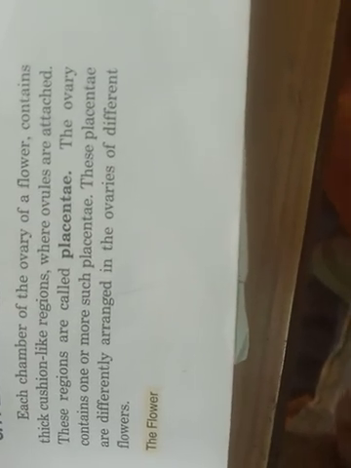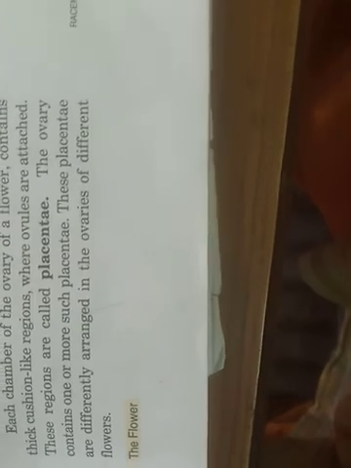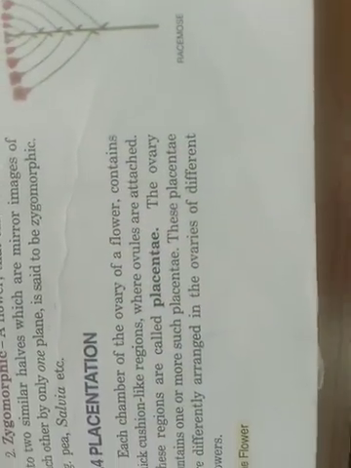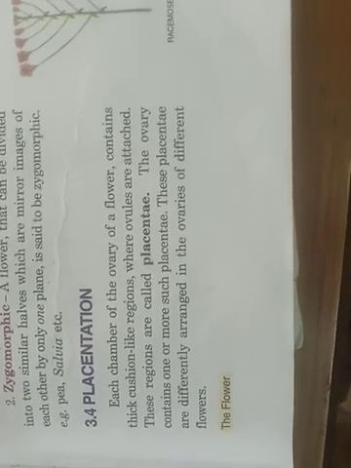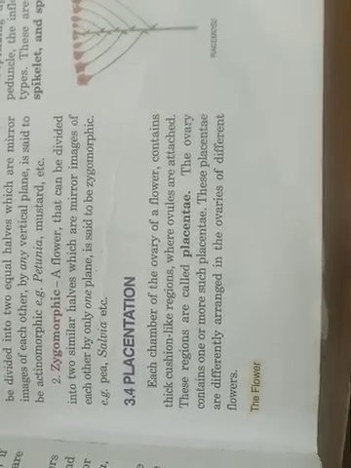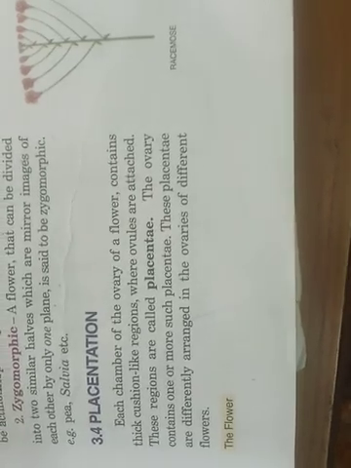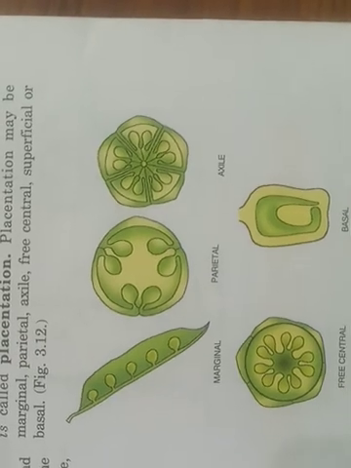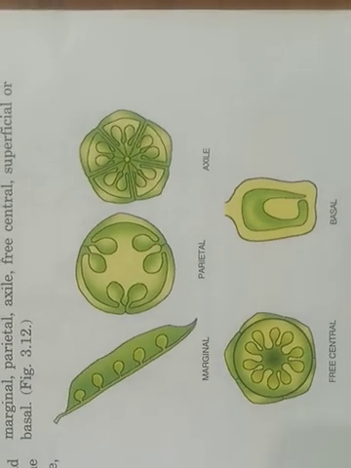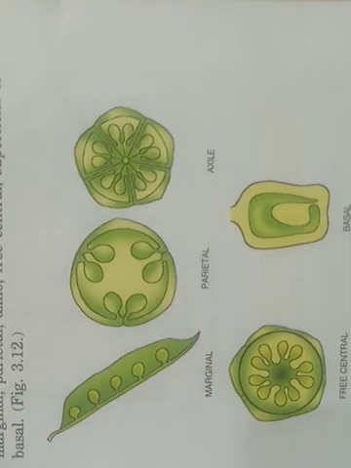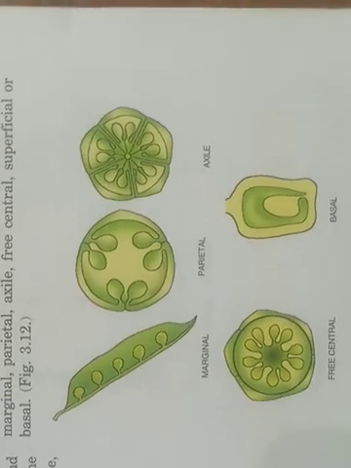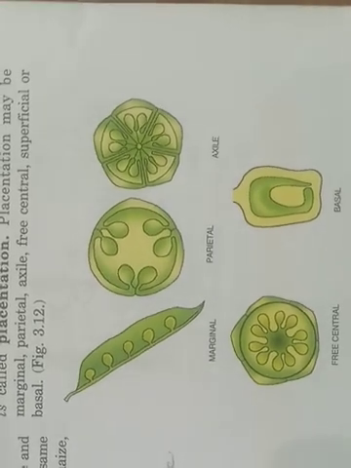These placentae are differently arranged in the ovaries of different flowers. So this arrangement of ovules is different in different flowers. So placenta, you know now children, is nothing but a thick cushion-like region inside the ovary where the ovules are attached, and this thick cushion-like region is known as the placenta. And now see here, the arrangement of placentae within the ovary is called placentation. How these ovules are attached in the ovary, that is known as placentation.